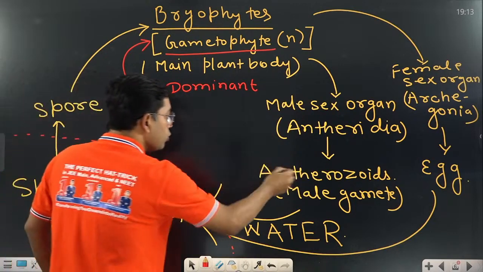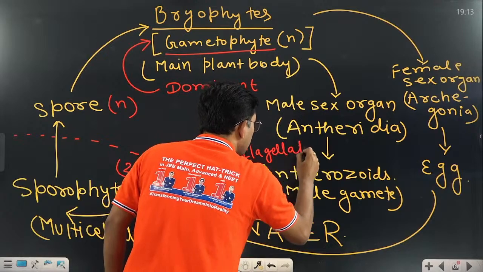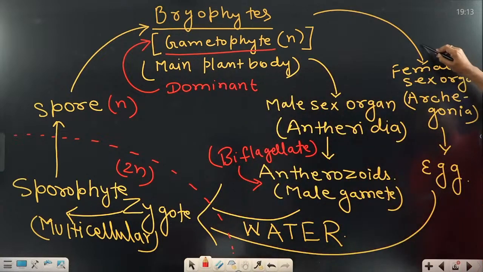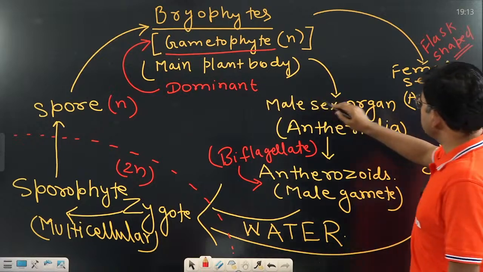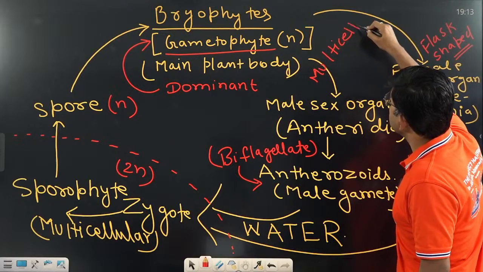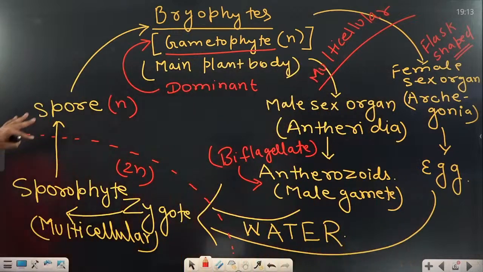Now antherozoids are biflagellated, meaning they have two flagella. The archegonia is flask shaped. Both the male sex organ and the female sex organ are multicellular. Clear? So this is overall the life cycle. Note it down quickly, take the screenshot. If it is done, give me a thumbs up. I will move ahead.